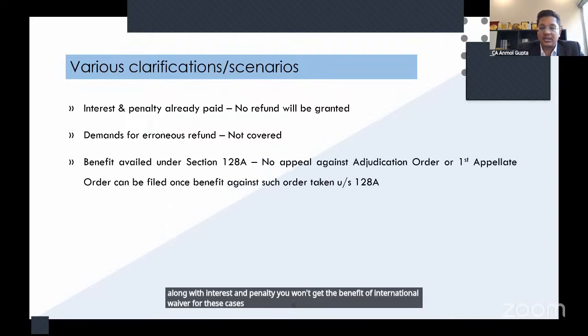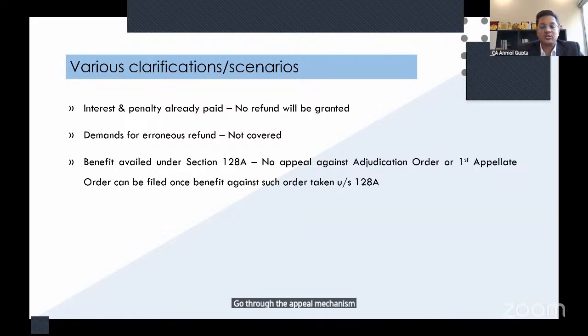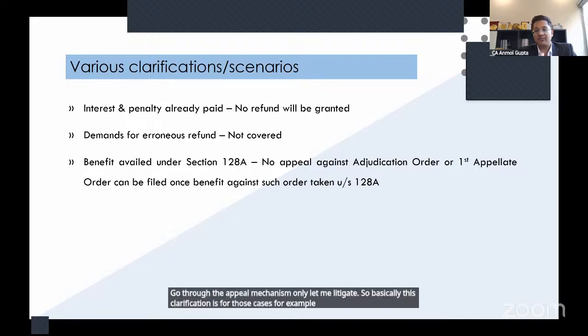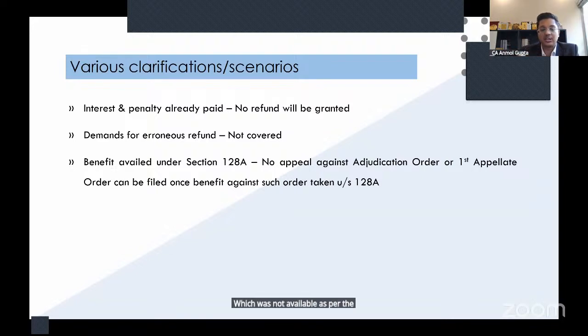If you have already availed the benefit under 128A, you cannot decide in future going forward that, no sir, I don't want to avail the benefit under 128A. Let me go through the appeal mechanism only. Let me litigate. So basically, this clarification is for those cases. For example, I have availed a construction related ITC, which was not available as per the law, as per the industry norms. The demand has come.